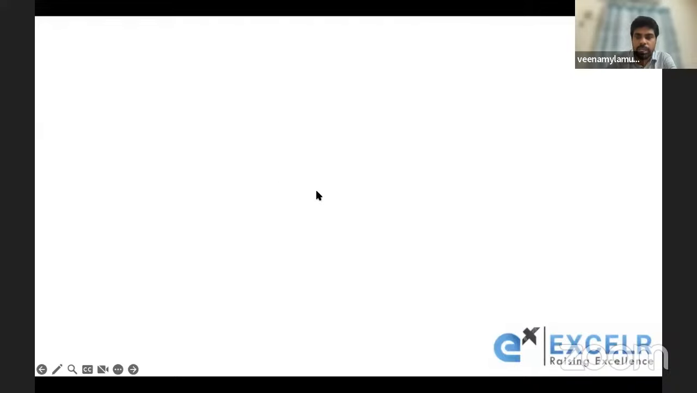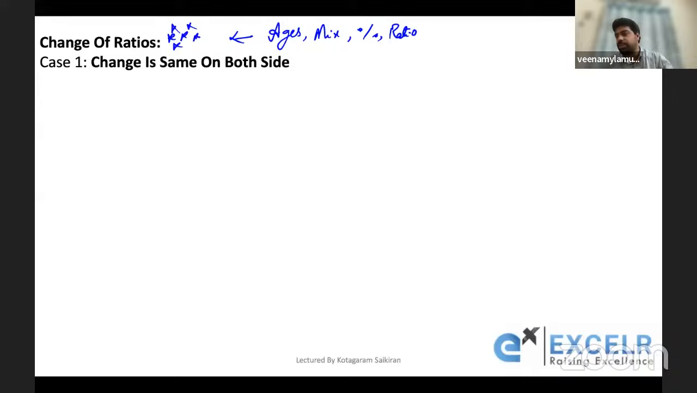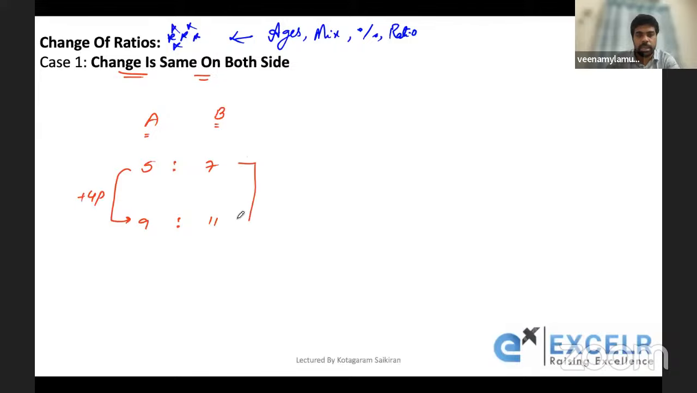Or else you do one thing. Initially, take the heading change of ratios. Case 1: change is same on both sides. What is this, change is same on both sides? For example, there are two terms A and B. Old ratio is 5:7. Then it became 9:11. Here, how many parts did it increase? 4 parts. Here, how many parts did it increase? 4 parts. So both sides have the same increase.